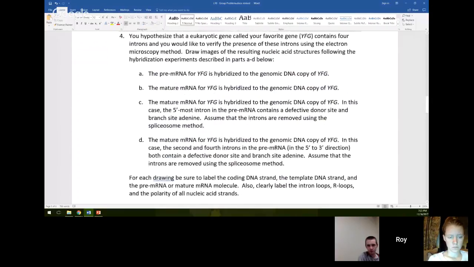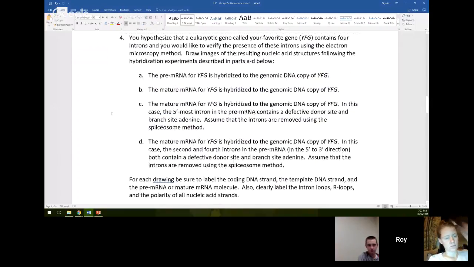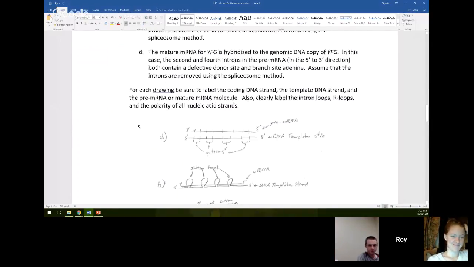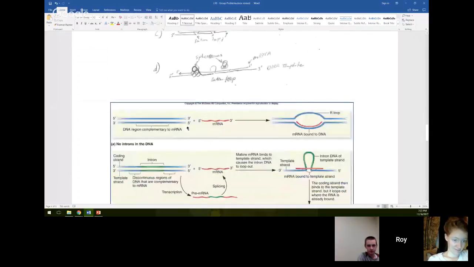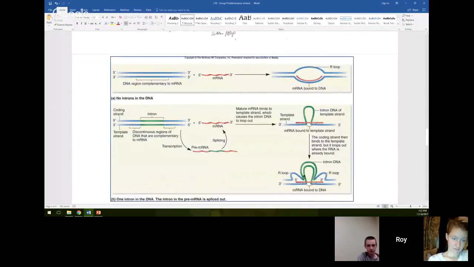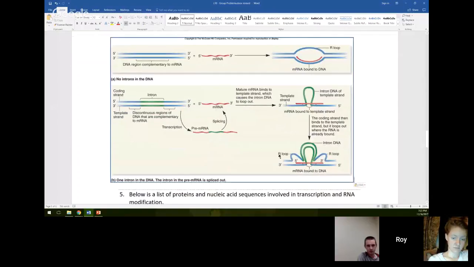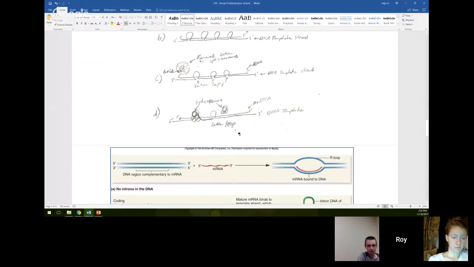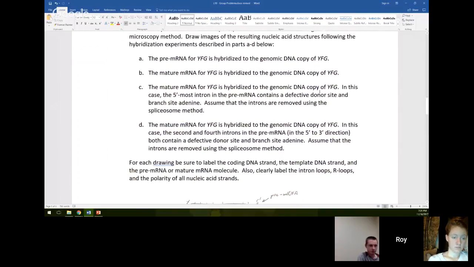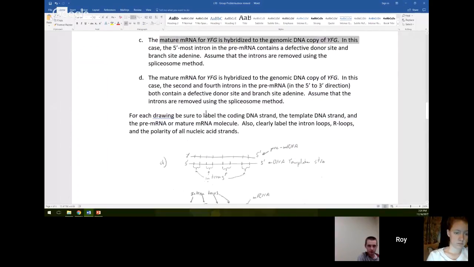And then we're going on to part C. The mature mRNA for your favorite gene is hybridized to the genomic DNA copy of your favorite gene. In this case, pretty much this is what's going on right here, from what I understand. And so your coding strand is hybridized to your template strand right there. So that's what it's asking, right? Your mRNA is hybridized to genomic DNA, in terms of introns removed using the splice site method.